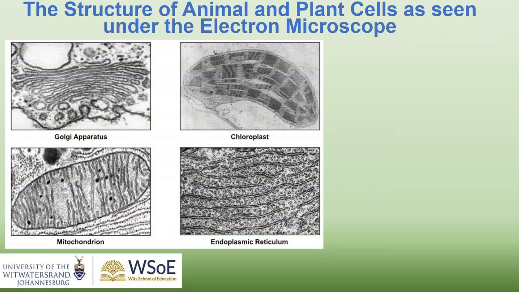Now here are some of the organelles in more detail. So there you can see the Golgi apparatus with vesicles, chloroplast, you can clearly see the double membrane and the thylakoids, and there in the mitochondria, those black sections are probably the mitochondrial DNA. You can see the endoplasmic reticulum and the cluster of ribosomes. And these would be taken with the transmission electron microscope.